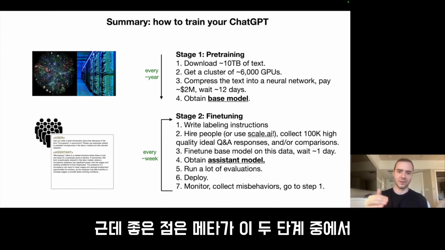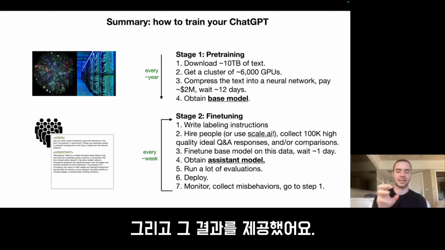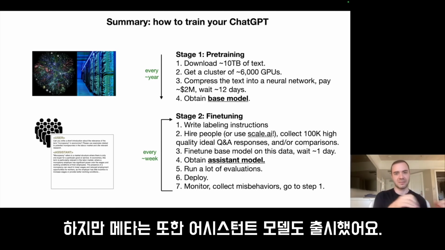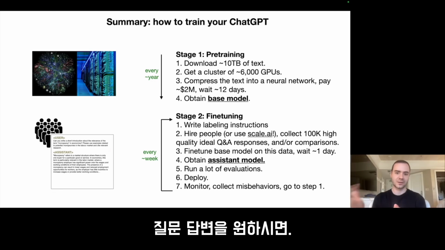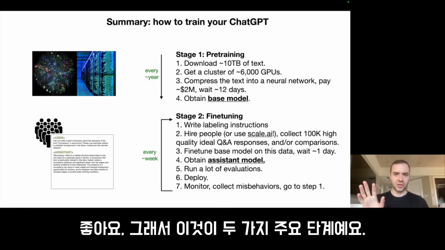Where they are helpful is that Meta has done the very expensive part of these two stages. They've done stage 1 and they've given you the result. And so you can go off and you can do your own fine-tuning. But Meta, in addition, has also released assistant models. So if you just like to have a question answer, you can use that assistant model and you can talk to it. Okay, so those are the two major stages.